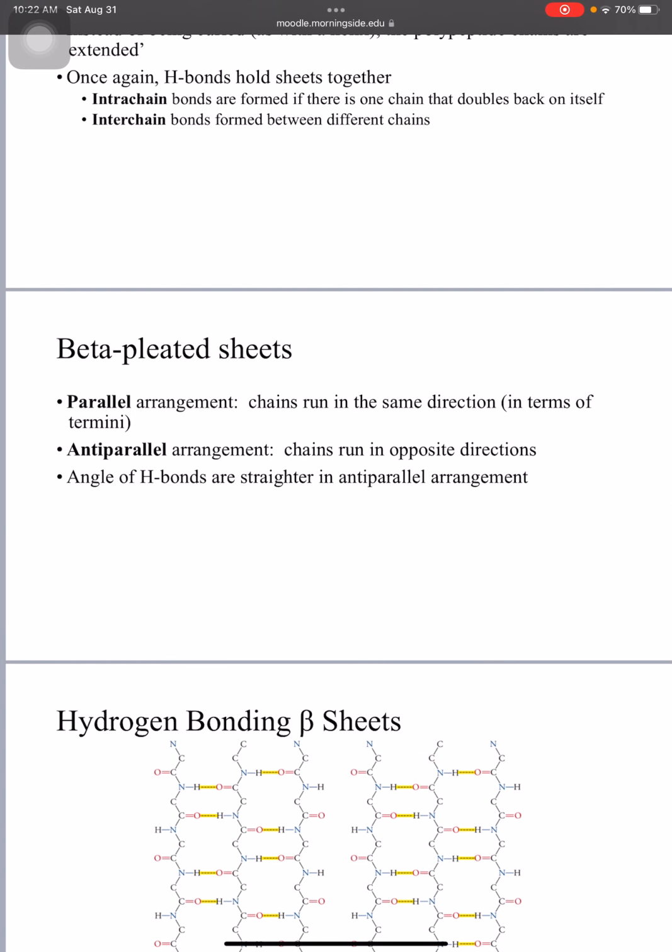The anti-parallel arrangement is usually a little bit more favored as far as optimal hydrogen bond alignment. The angles of the hydrogen bonds are a little bit straighter in anti-parallel arrangements, so they're a little bit easier to form.